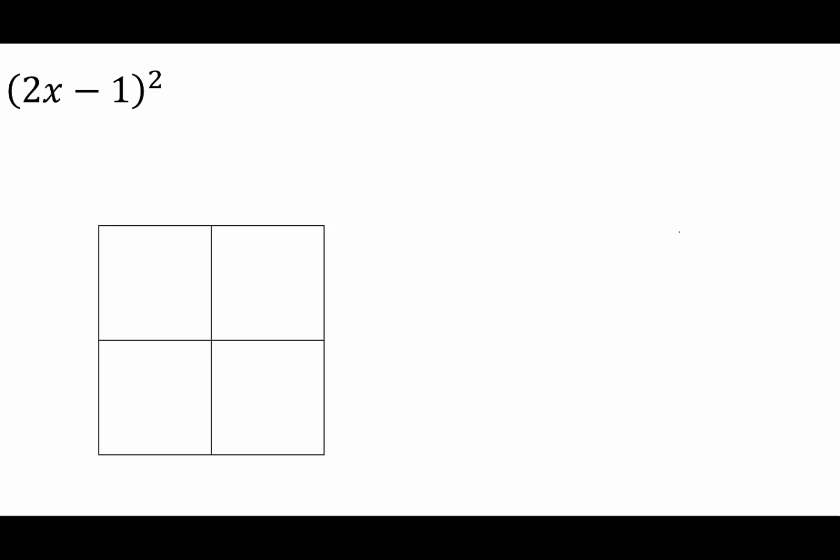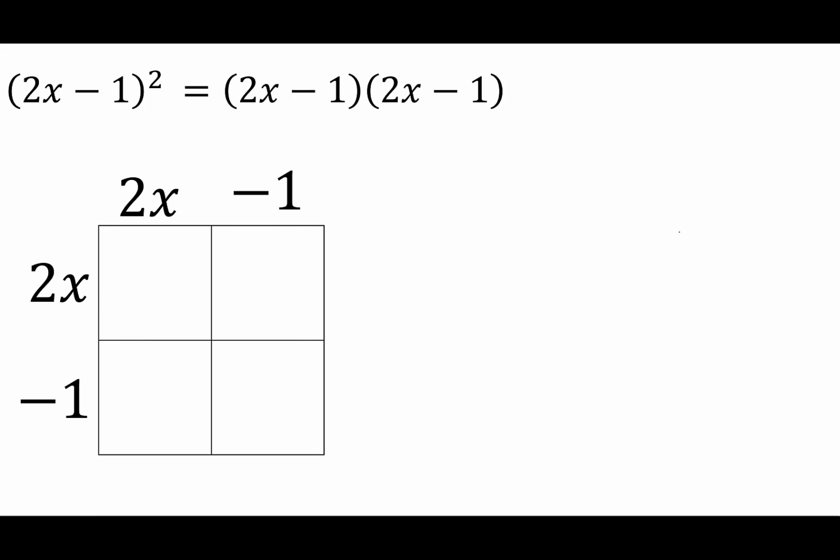All right, so we have a special case here, and this right here, 2x minus 1 squared. All that means is I'm taking 2x minus 1 times 2x minus 1. So I can put those over my box.